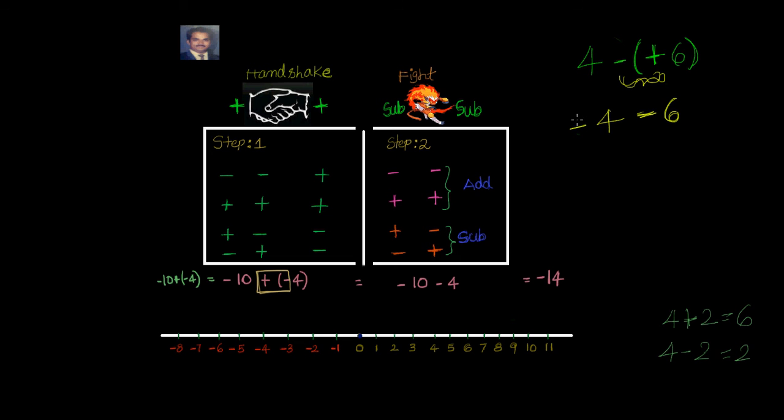Now I have plus and minus. Second step, they don't belong to the same sign, so they will fight. Who will win the fight? The one who is having maximum strength will win the fight. So 6 minus 4, minus will win the fight. So minus will have its sign.